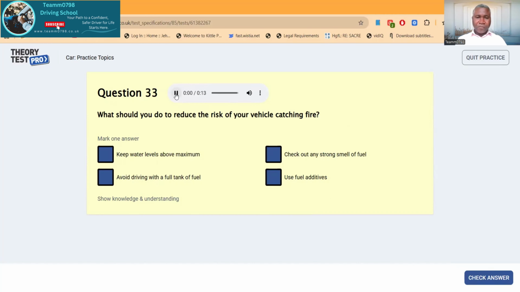Okay. What should you do to reduce the risk of your vehicle catching fire? Keep water levels above maximum. Check out any strong smell of fuel. Avoid driving with a full tank of fuel. Use fuel additives. Now, check out any strong smell of fuel. It's the correct answer.